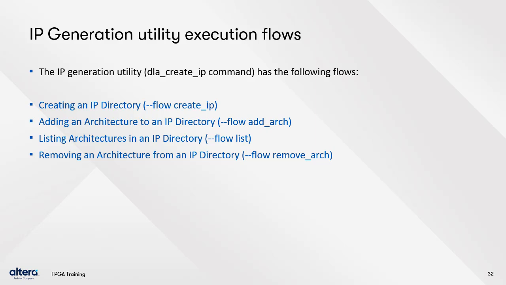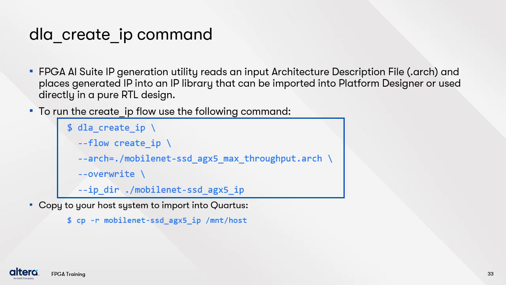The IP generation utility has the following flows: creating an IP directory, adding an architecture to an IP directory, listing architectures in an IP directory, removing an architecture from an IP directory. The simplest DLA create IP command is shown in the slide.